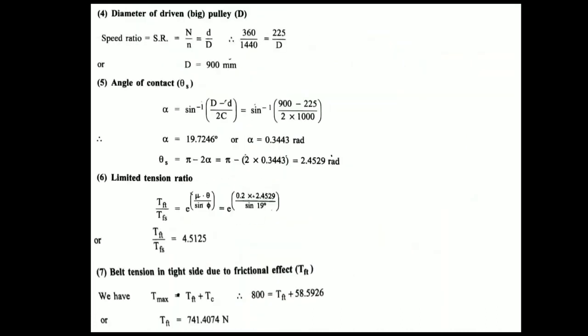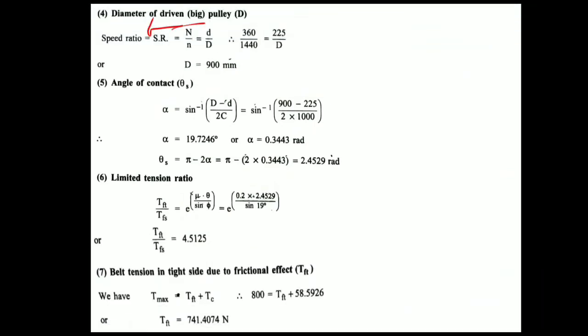Next part, to calculate the speed ratio, through which we'll get the diameter. So the speed ratio we know, here they have mentioned n by n is equal to small d by capital D. So by putting this value, we'll get the bigger diameter as 900 mm, because they have given the smaller diameter of the pulley and RPM of that. So therefore the capital D is 900 mm.